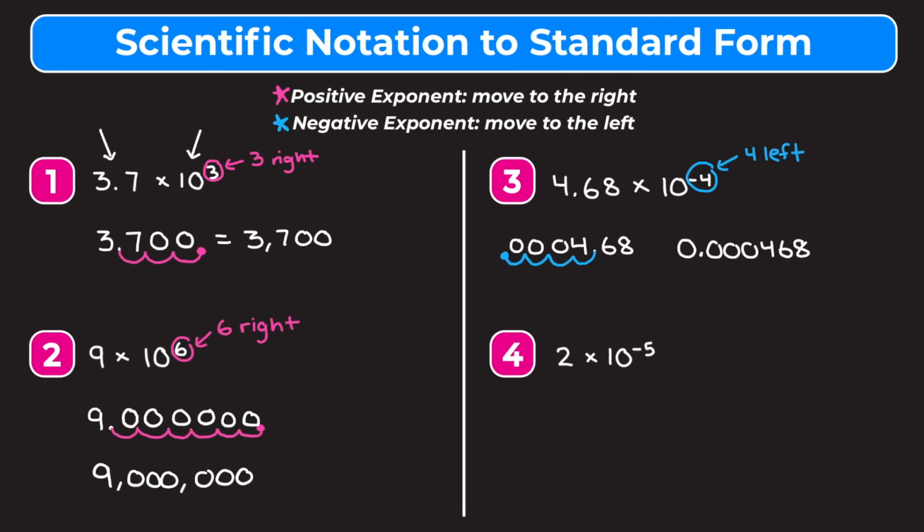What's important to notice is that if you have a positive exponent, when you write it in standard form, you're going to get a big number.